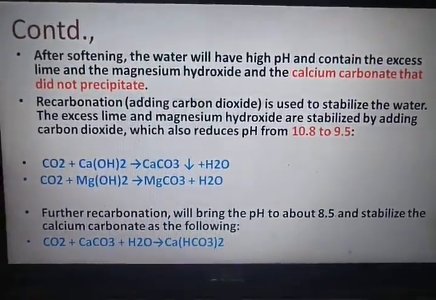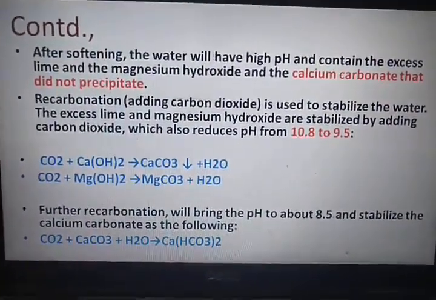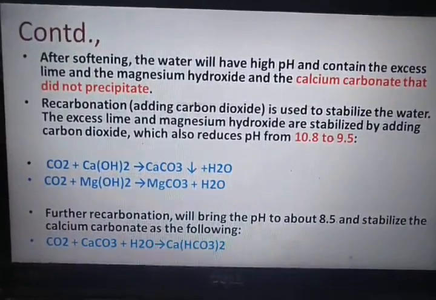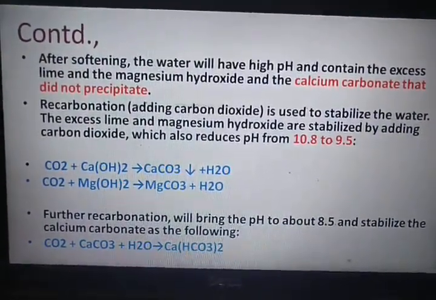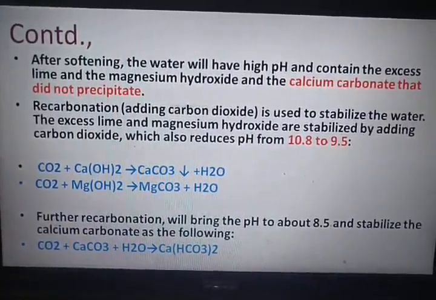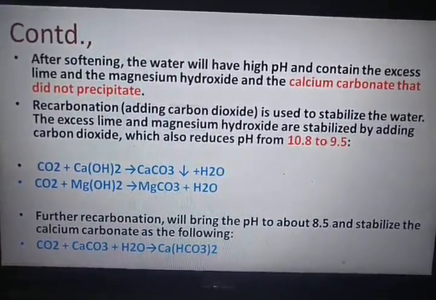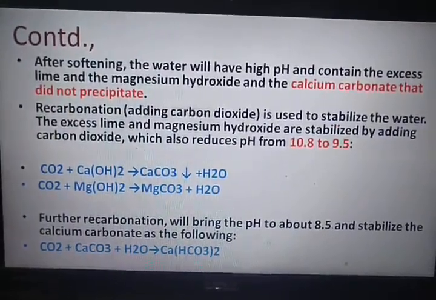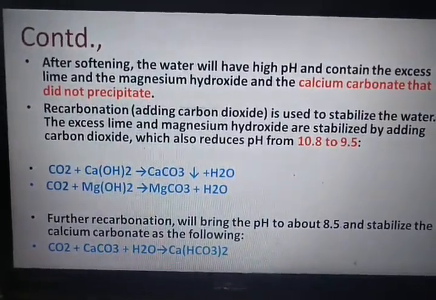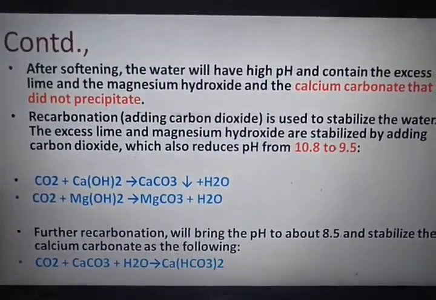Then after softening, the water will have high pH and contain the excess lime, the magnesium hydroxide and the calcium carbonate that did not precipitate at the end of the process. So that is why we do a process called recarbonation, that is adding carbon dioxide, to stabilize the water. The excess lime and magnesium hydroxide are stabilized by adding carbon dioxide. If you introduce carbon dioxide in the process, it will also reduce the pH, because higher pH causes problems after treatment. The pH of the water should be optimum.